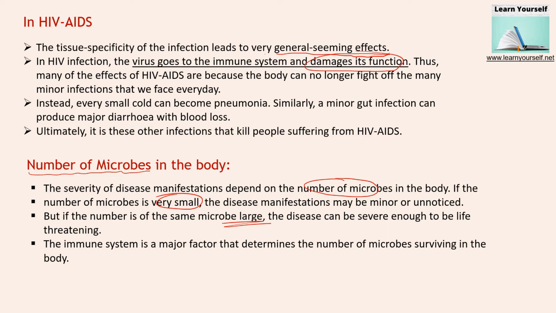The immune system is a major factor that determines the number of microbes surviving in the body. So if your immune system is strong, then it will be able to handle a large microbial count. But if your immune system is not functioning well, is not healthy enough, is not strong enough, then it requires some additional support like medicine from outside, which will help the immune system to tackle that infection or disease.